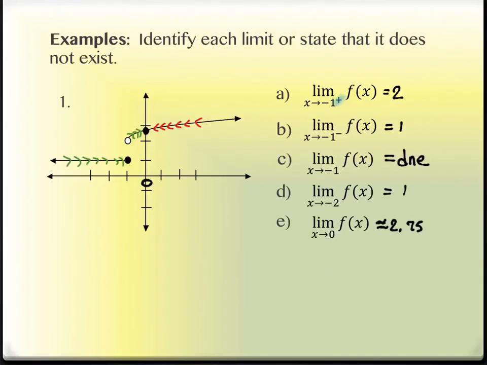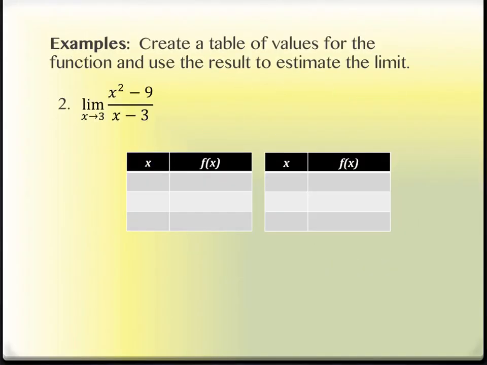The question that we're on right now is question number 2, and it's going to say create a table of values for the function, and then use the result to estimate the limit. This is going to be a lot like what we did at the very end of section 1.1, but it's actually easier, because we don't have to calculate the slope, which was the more time-consuming part of that particular example.